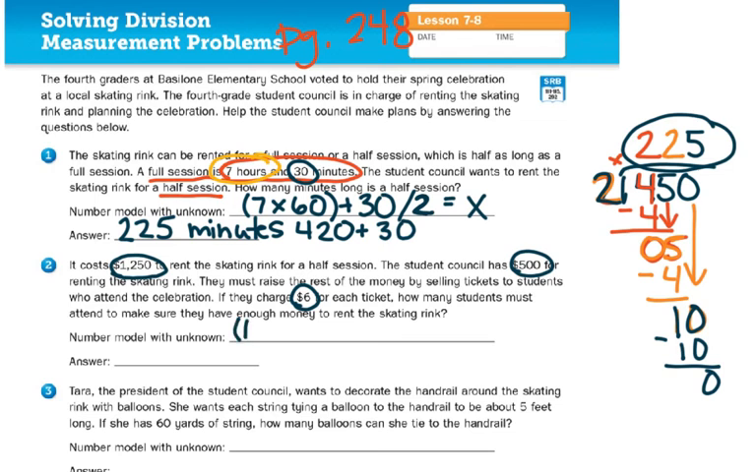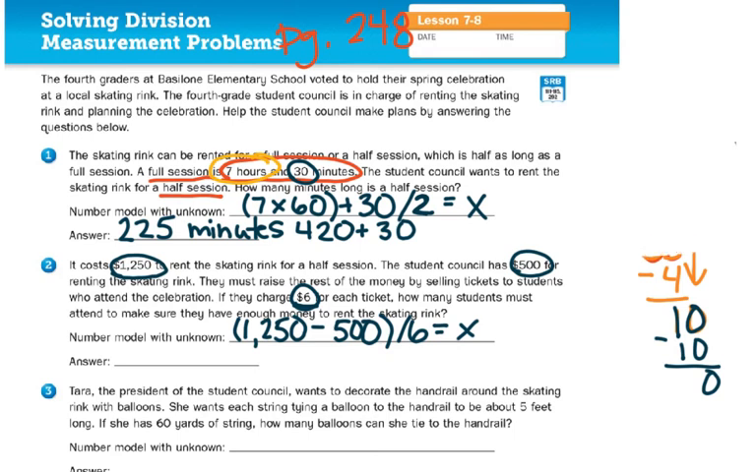So let's take $1,250. Go ahead and write this down. Minus the $500 that they already have. Then, once we have that, we can divide that by $6 per person to find out how many tickets we're going to need. I'm going to erase this over on the side. You'll probably have a little bit more room than I will. You can find another spot to write this.